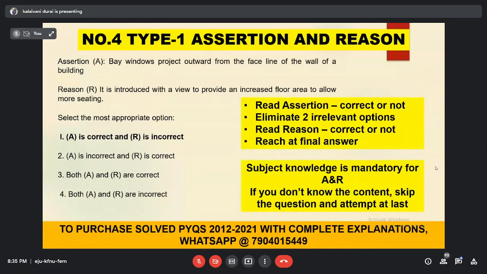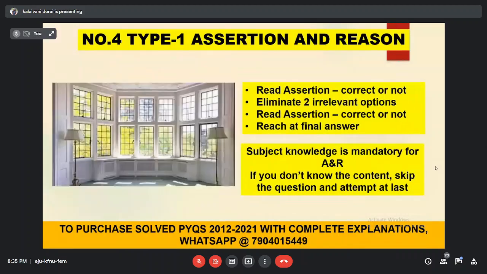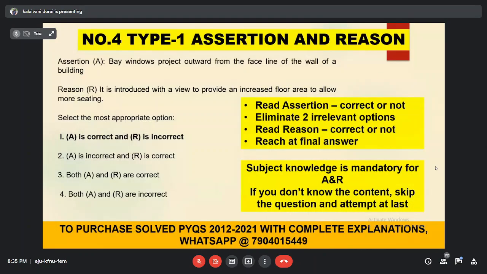Assertion में क्या लिखा है? Bay windows project outward from the face line of a wall of a building. I have given you an example here. This is a bay window. So the bay window goes outward. जो building का face wall होगा, from that it goes outward. उसी को हम bay window बोलते हैं. So I know this, मुझे ये पता है तो I'm okay. Assertion is correct.